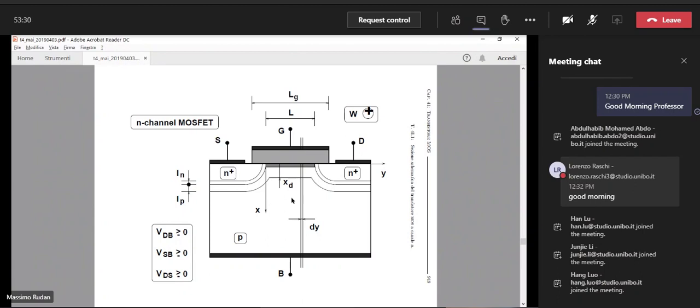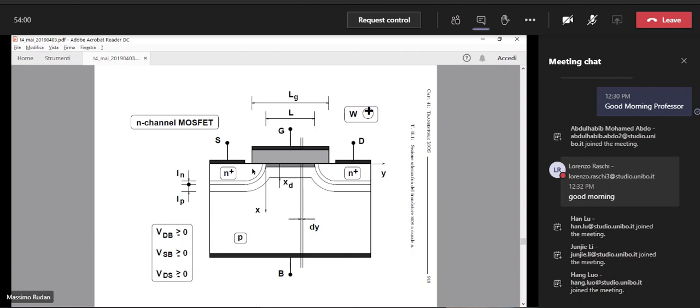So we have two lateral regions that are rich of electrons. And we also have a region in between that is rich of electrons because we have the inverted layer. And this inverted layer bridges the two N plus regions. So it produces an electrical connection between these two regions.